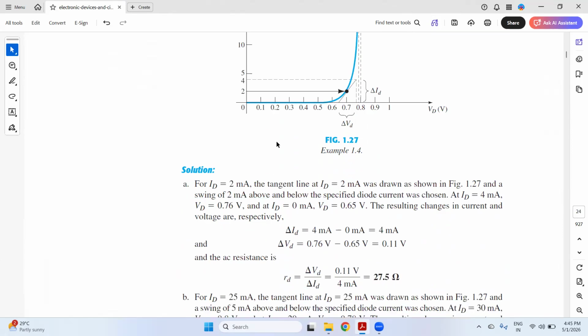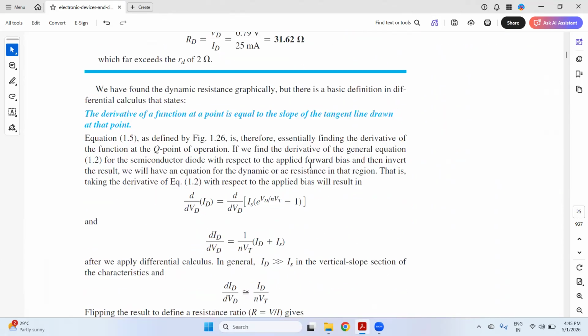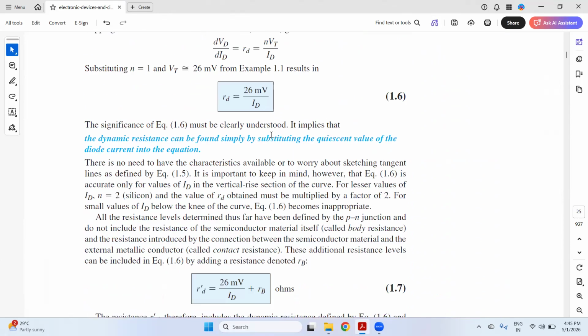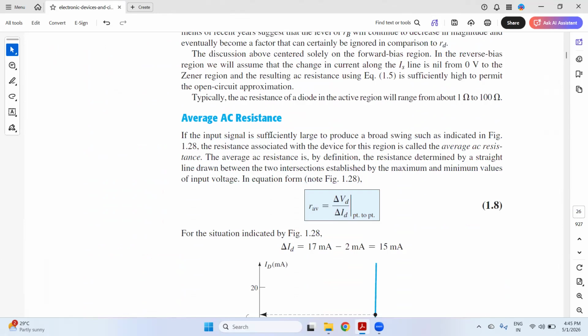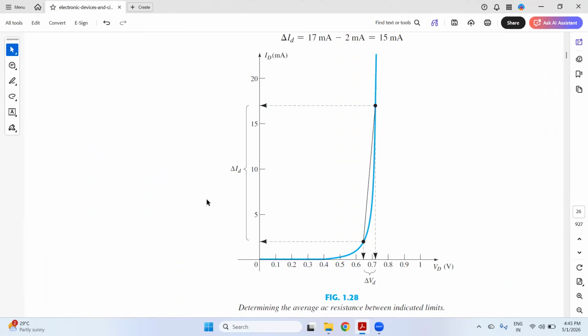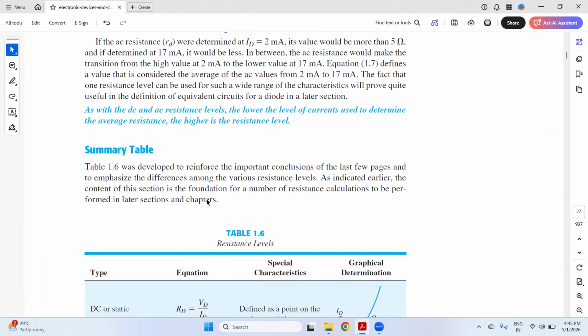Now you can solve this particular problem on your own. Let's move on to another topic. So this is the solution of this problem. Now, average AC resistance: you can simply understand the average AC resistance is delta VD over delta ID from point to point. If you move from one point to another, you can have the average AC resistance.